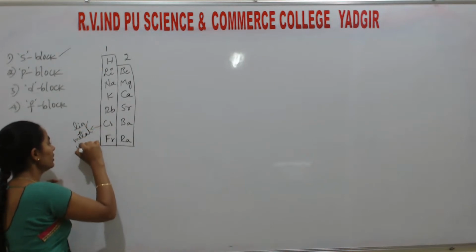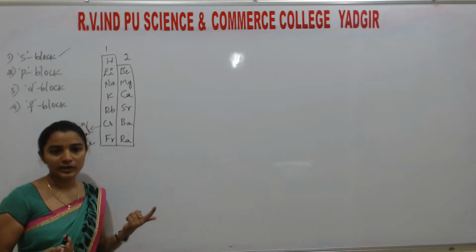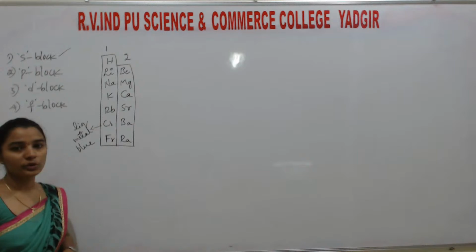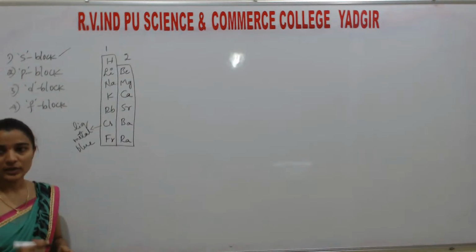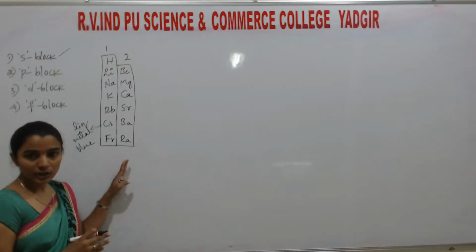And this one is a liquid metal. Cesium is a liquid metal which is blue in color. Till now we know only the liquid metal is mercury. Correct? But cesium is also a liquid metal, and it is blue in color. Understand?